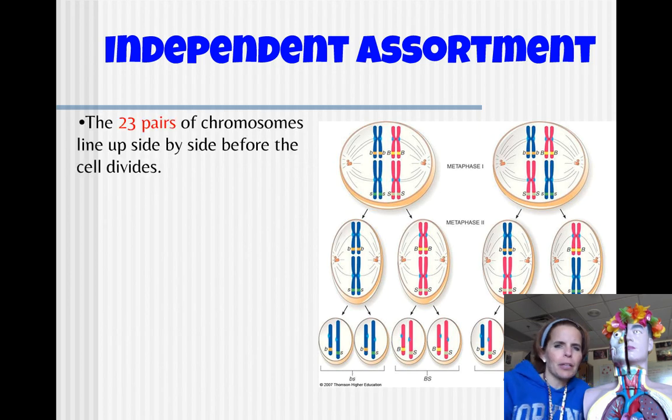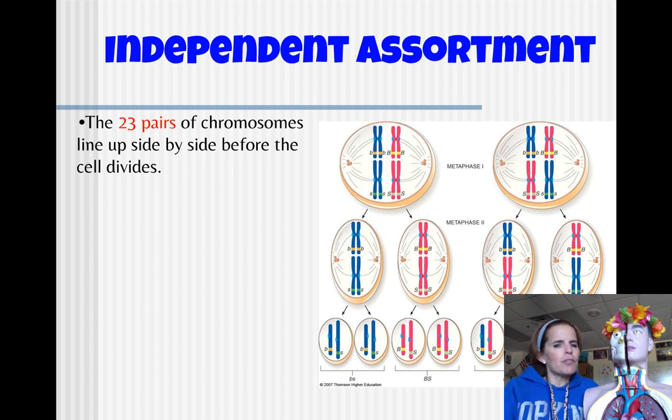All right, let's talk about a couple other important concepts that have to do with meiosis. Why is meiosis important? Who cares about it? Well, it has to do with sexual reproduction, and that's really important, and that's what we're going to talk about. So independent assortment is an idea that Mendel came up with. We talked about it once before. We're going to go into more detail here.